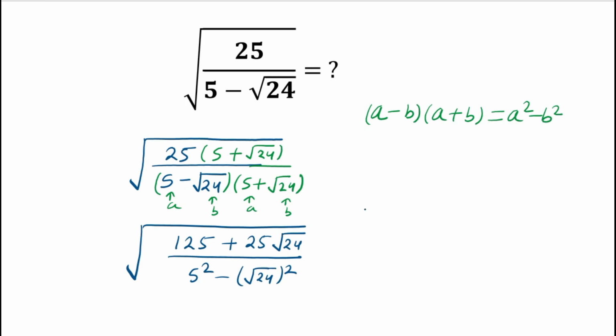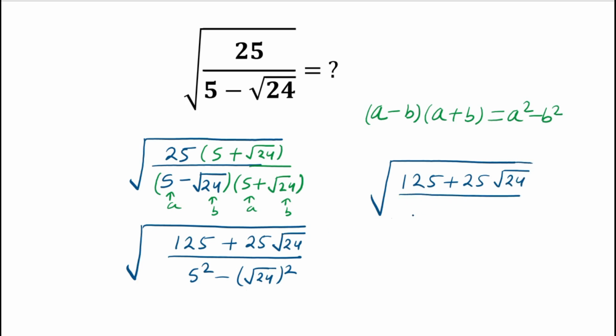Now square root of 125 plus 25 times square root of 24, divided by 5 square, which is 25, minus the square root of 24 squared, where the square root is cancelled out by this square, then this is 24. And we know that 25 minus 24 is 1. So we have the square root of 125 plus 25 times square root of 24.